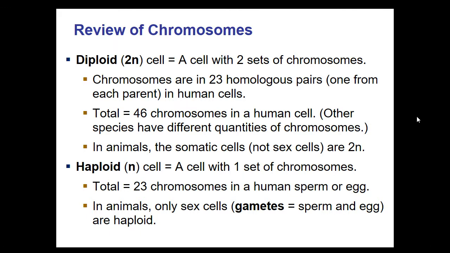And the only human cells that are like that are the sperm and egg. They each have just 1 set of chromosomes. All the other cells in your body have pairs of chromosomes.